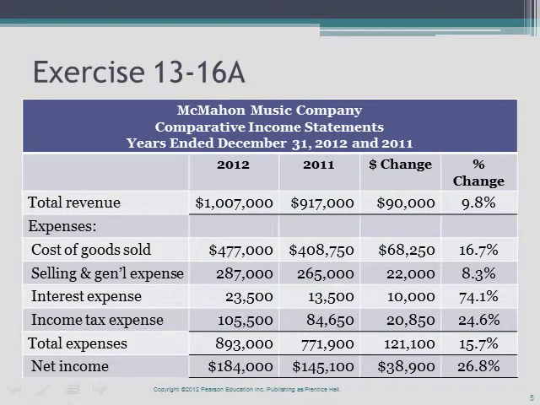In exercise 13-16A, we prepare a horizontal analysis of the comparative income statement of McMahon Music Company. Round percentages to the nearest 1/10. And so you can see what we've done is for total revenues, we've taken the change in total revenue between 2011 and 2012 of $90,000, and we divide that by the $917,000 in 2011 revenue to get a 9.8% increase. And then we do that for each of the line items of expenses until we get down to net income. So make sure that you're familiar with this calculation, please.